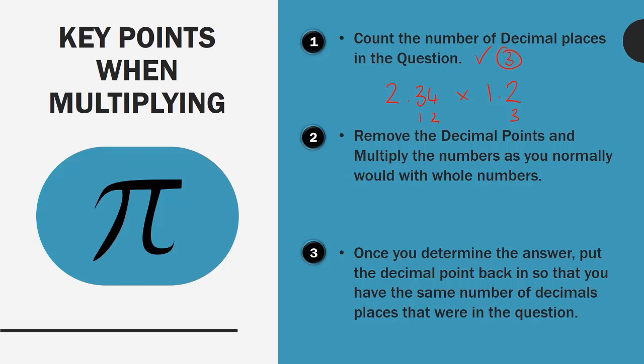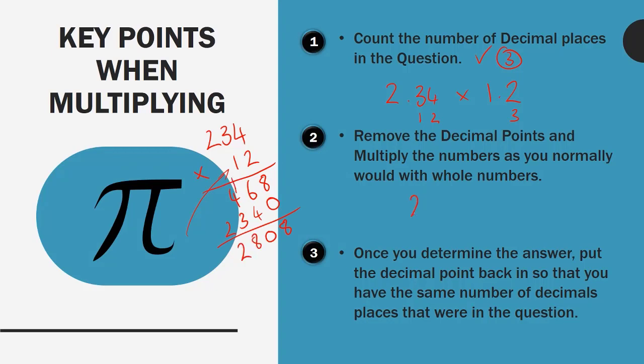So now we need to remove the decimal points and multiply the numbers as you normally would with whole numbers. So let's rewrite this so that those decimal points aren't there, and let's just do the question. So 2 times 4 is 8, 2 times 3 is 6, 2 times 2 is 4. Next line, remember we need to add our zeros in. If you need to go back and remember how to multiply with more than one digit, just ask me for some help and we'll help you. 1 times 4 is 4, 1 times 3 is 3, 1 times 2 is 2. Okay, so 8 plus 0 is 8, 6 plus 4 is 10, 7, 8, and 2.